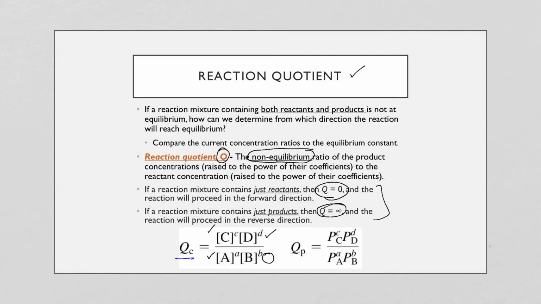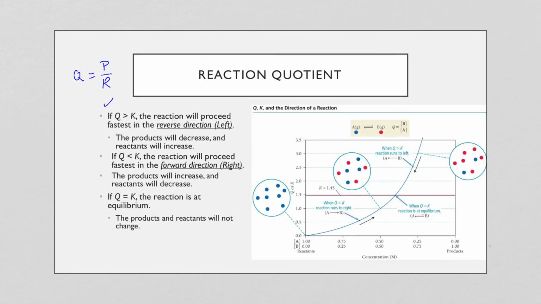So of course, those are the two sort of extreme conditions. Most of what we'll look at are problems like that, just to get used to it. And then you'll also see problems where you have some of both and you really do have to use Q to predict the direction.